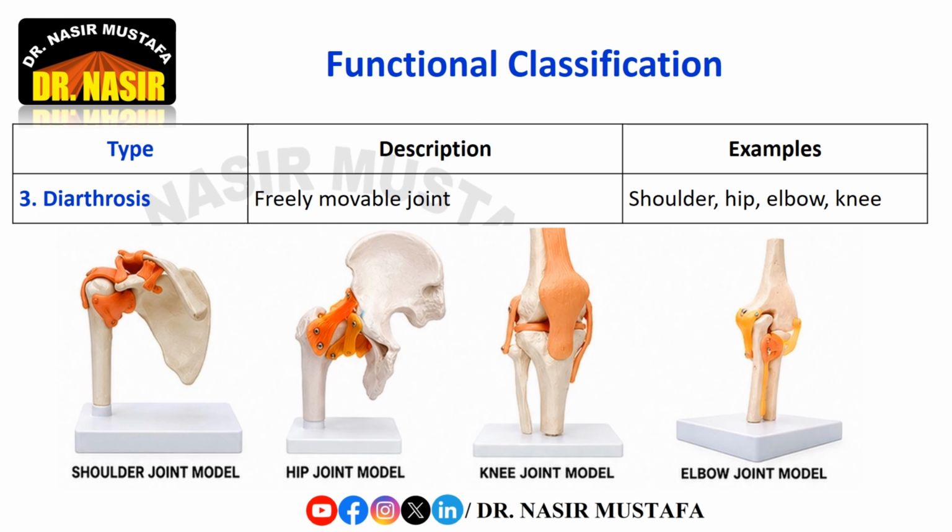Diarthrosis joints are freely movable joints, allowing a wide range of motion. These joints are typically synovial joints, with a fluid-filled cavity that reduces friction and facilitates smooth movement. Examples include the shoulder, hip, elbow, and knee joints, which are essential for activities like walking, lifting, and reaching.